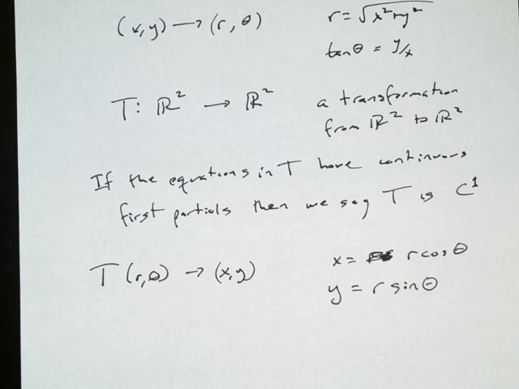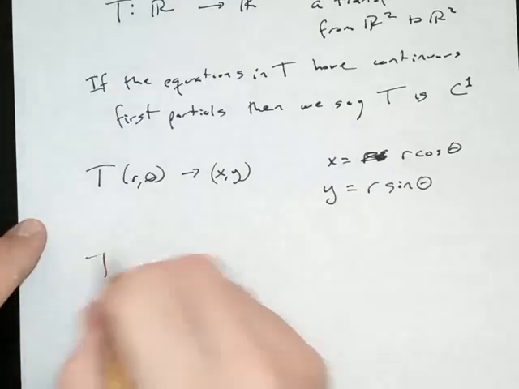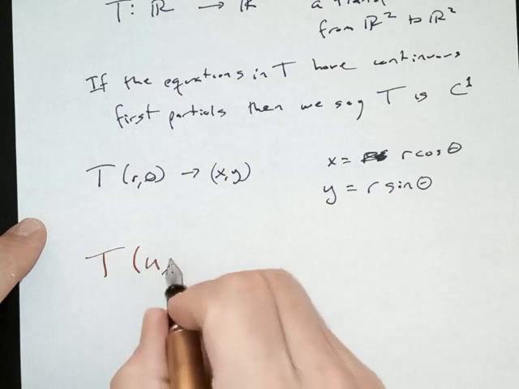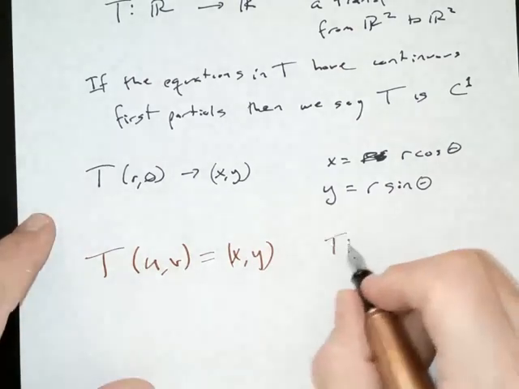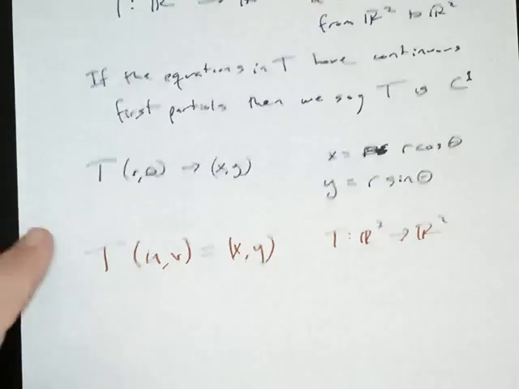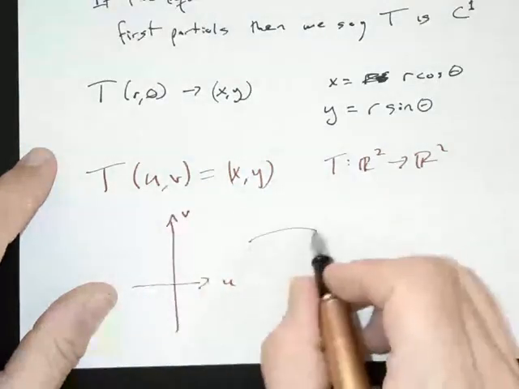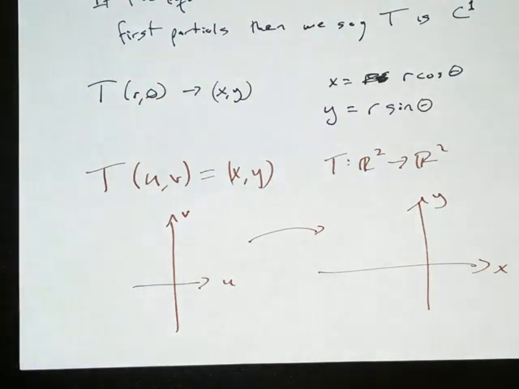I want to think about this in terms of pictures. If I have any transformation from R2 to R2, then I can think of having two copies of the plane. I can think of the plane I start in, the UV plane. I can think of the plane I go to as the XY plane. Domain and range, right?